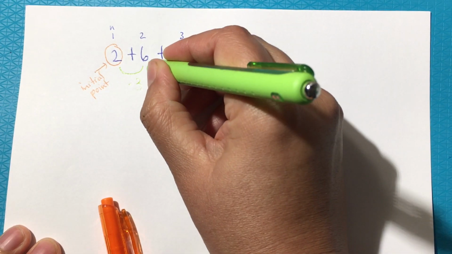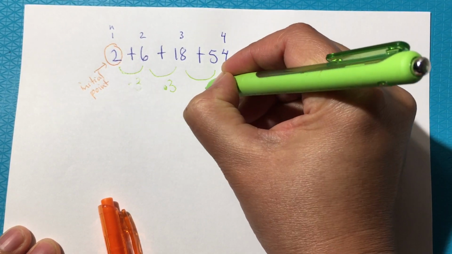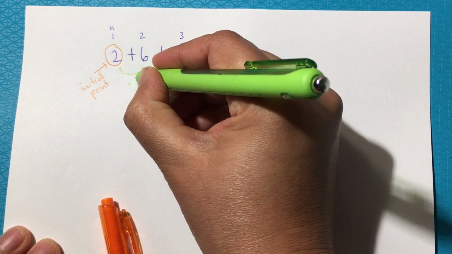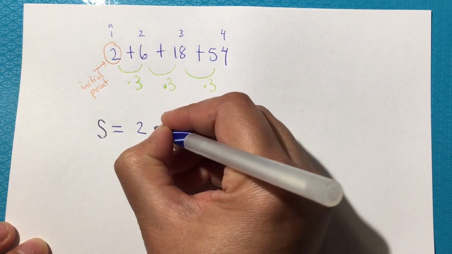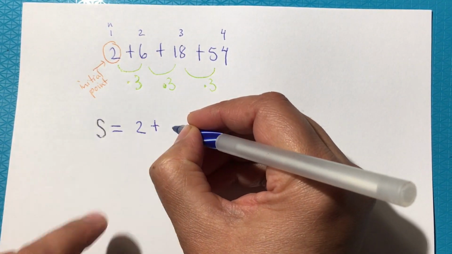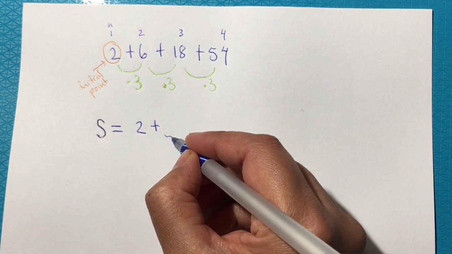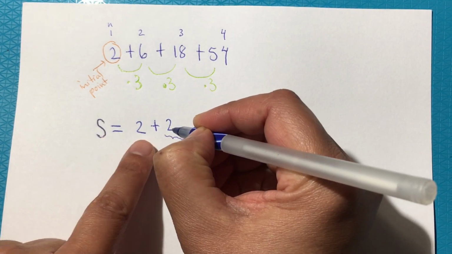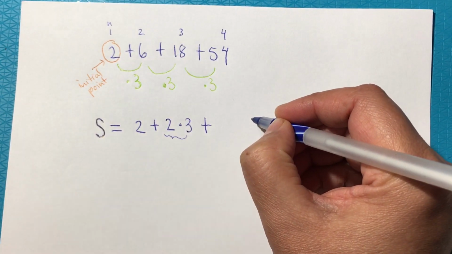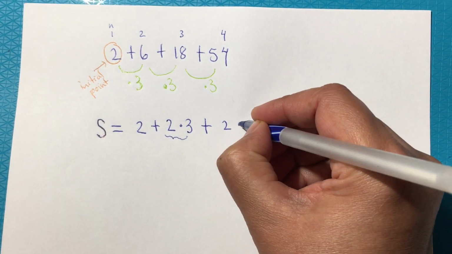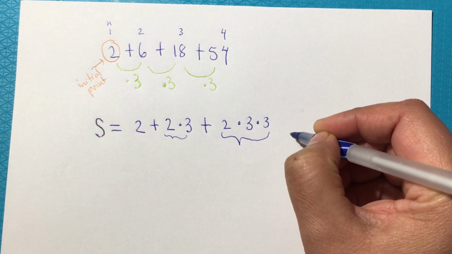You can barely see it. Times 3, times 3. Okay, that's the common ratio between each one of the numbers. Sum is equal to 2 plus 6 plus 18 plus 54, but we can represent the second number as 2, which is the initial point, times 3. Plus the 18, we can represent it as 2 times 3 times 3. That's the 18 right there.